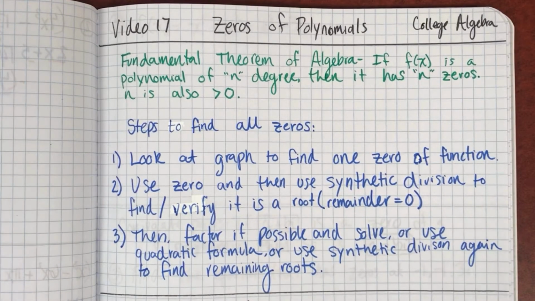Hello, and this is video 17 for College Algebra. We're going to be looking at zeros of polynomials.